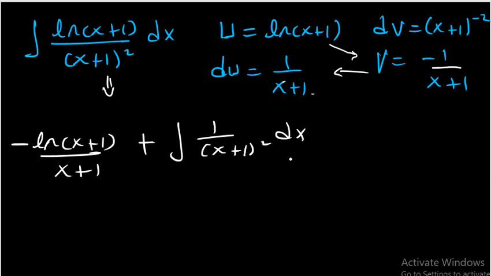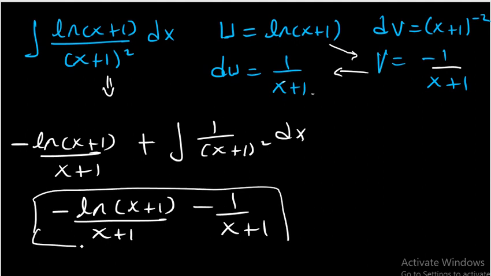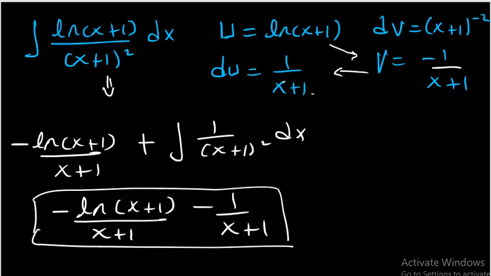This is the same as u to the power of negative 2, so when you integrate it, it will be negative of ln of x plus 1 over x plus 1, minus 1 over x plus 1. Okay, this is the second part of the integral. Don't forget what we had before. Previously we had this thing, and now we have this one, so I can bring this one to the first part.